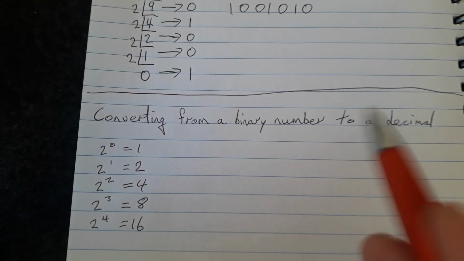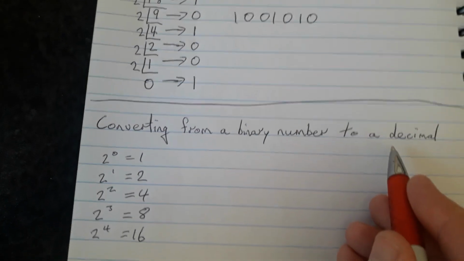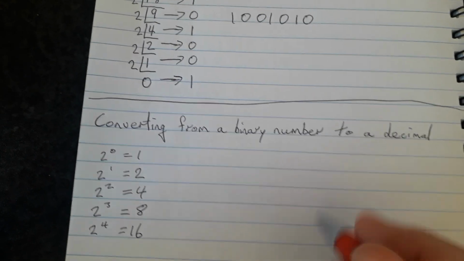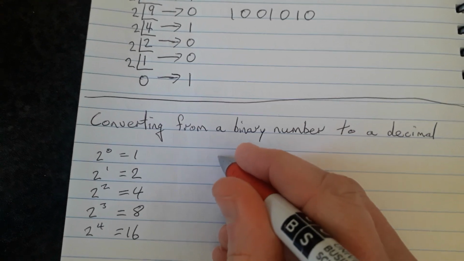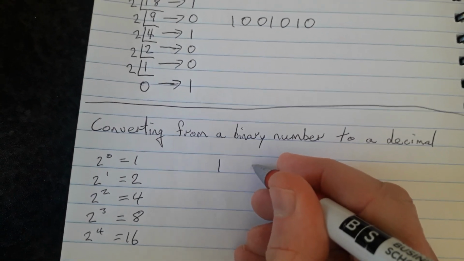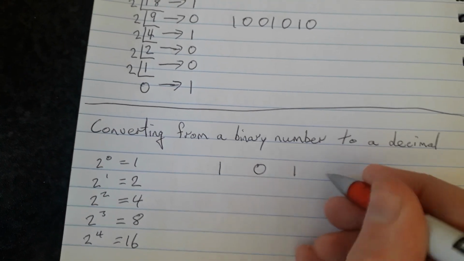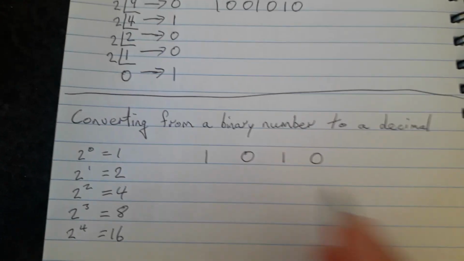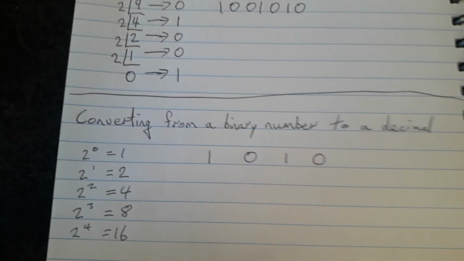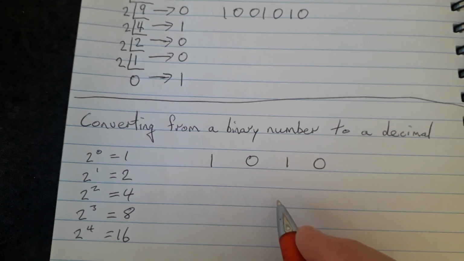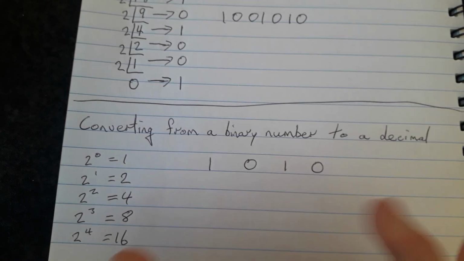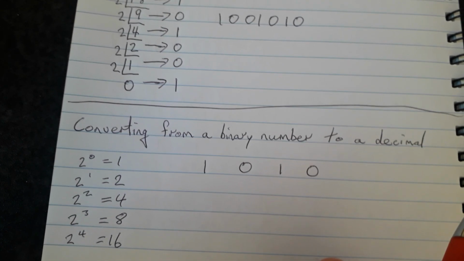Okay, so in order to convert from a binary to a decimal, we'll start with an example of a binary number. So if we take this binary number 1, 0, 1, 0. Now I like to write the digits a bit far apart just so that it's easier to see your workings, and not get things too muddled up or messy in the middle.